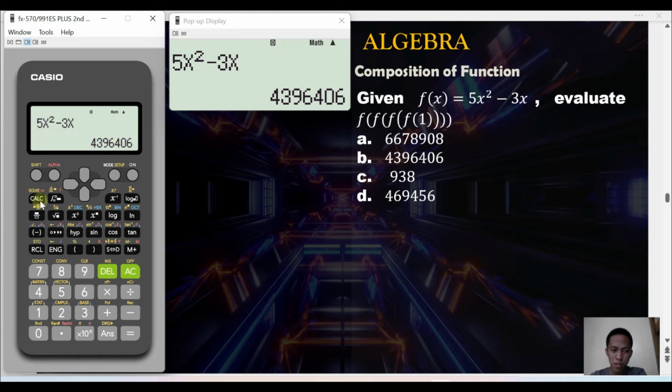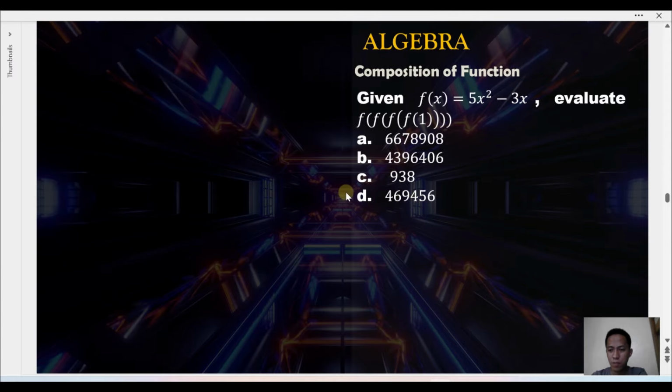So, just press calc. Ulitin natin. Yung first value natin is 1. Function of 1 sa loob. Okay, 2. So, calc lang natin yung answer kanina. Equals. Okay, calc lang natin yung answer kanina. Equals the third time. So, the fourth time, calc natin yung answer kanina. Okay, so that is 4,396,406. So, letter B.